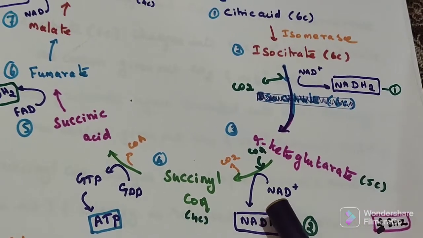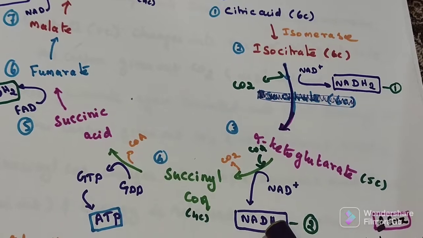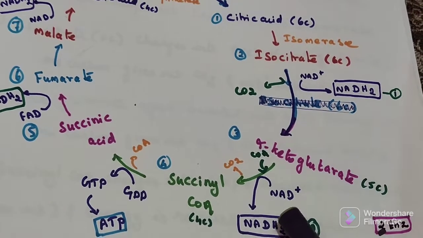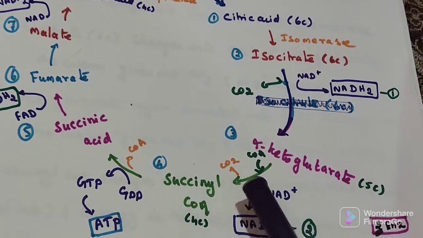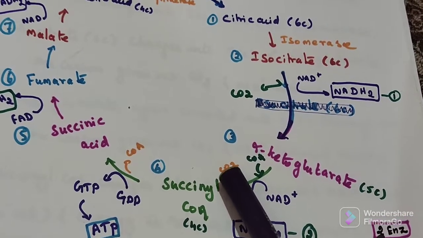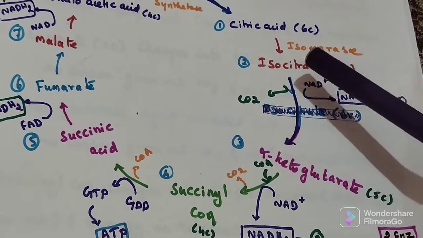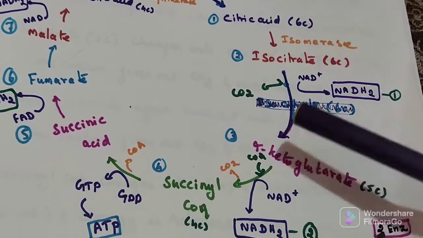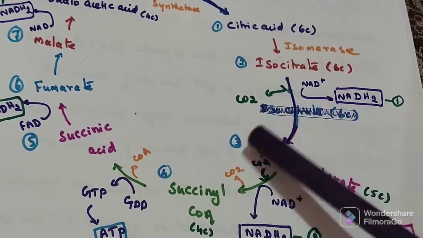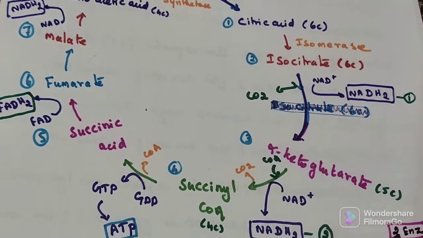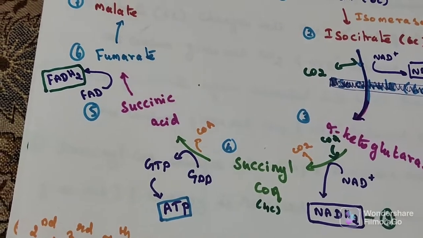Here again a reduction reaction will occur. NAD plus is converted into NADH2. So we got 2 NADH2 molecules. Then this succinyl-CoA, here carbon dioxide is produced, so we have only a 4 carbon component. Citric acid is 6 carbon, alpha ketoglutarate 5 carbon, here 4 carbon, so 2 carbons are given up in the form of carbon dioxide. Then this succinyl-CoA is converted into succinic acid.